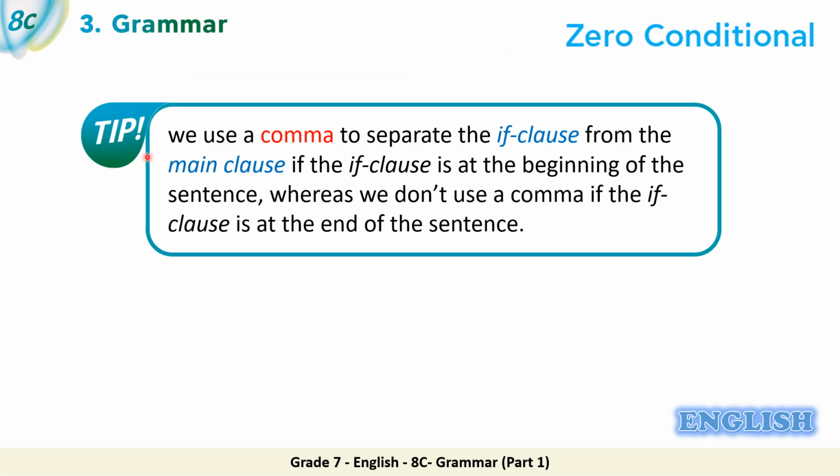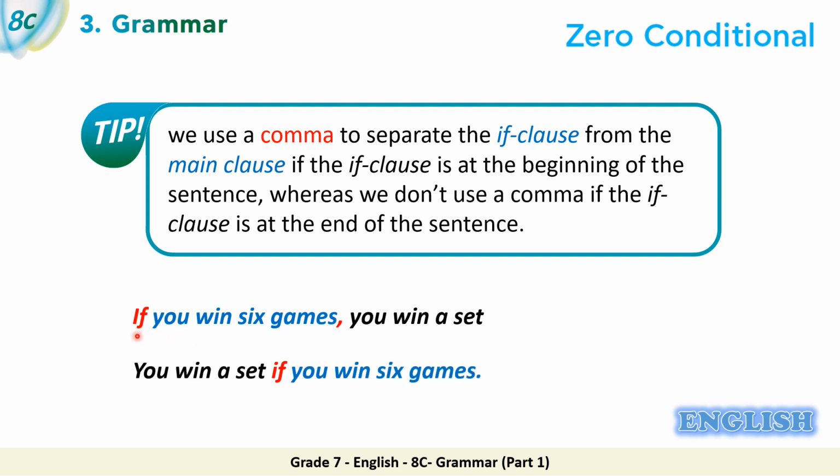We need to pay attention to this important tip. We usually use a comma to separate the if clause from the main clause only if the if clause is at the beginning of the sentence, whereas we don't use a comma if the if clause is at the end of the sentence. Let's check these two examples. In the first one, the if clause is at the beginning. That's why we used a comma. Whereas in the second one, we did not use a comma because the if clause came at the end.